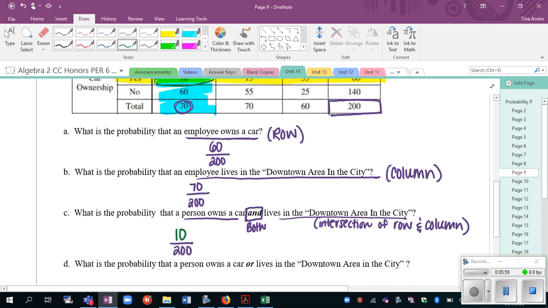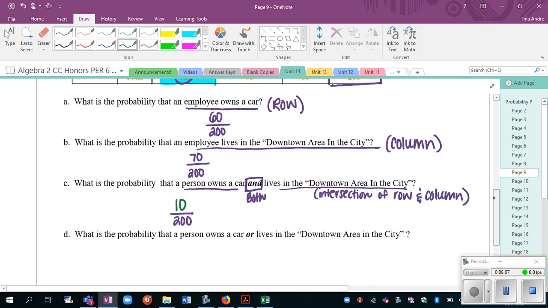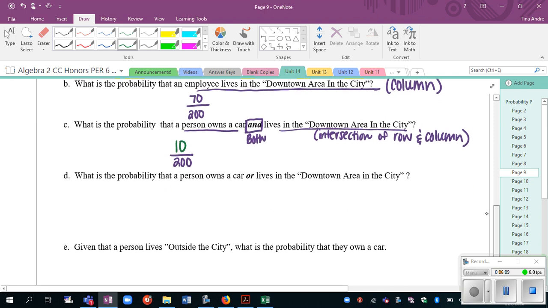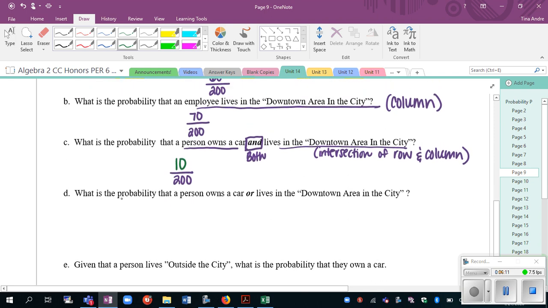So that's it. You don't need a formula for that. Remember we talked about and before meaning multiplication. In this situation, you're just looking at the intersection in the table because you can see right in the table where it's happening. So now we look at the next one. What is the probability that a person owns a car?